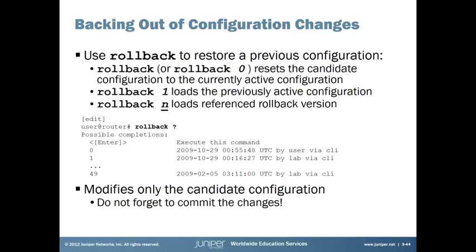Rollback 1, or rollback whatever number you want to put there, is the one to get you out of trouble after you've made your candidate configuration active and decided, oops, that's not good. You can then go and do a rollback, as I did, and demonstrate. I just demonstrated a rollback 1.